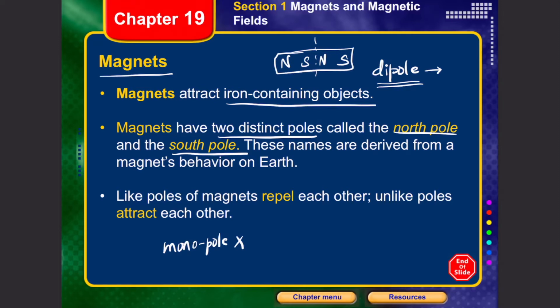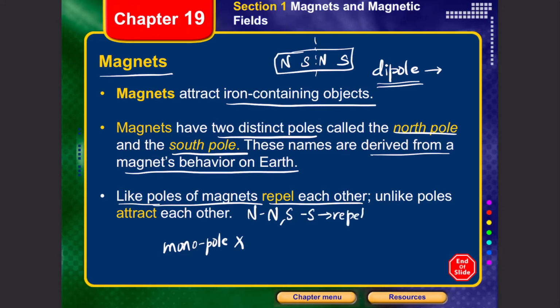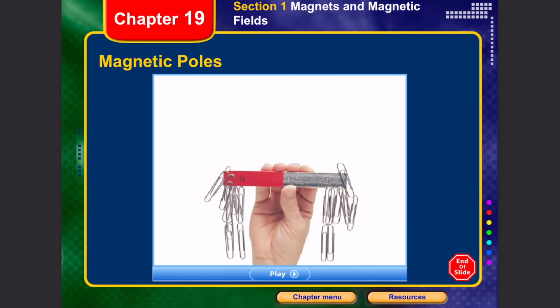These names originally are derived from the magnetic behavior of the Earth. Like poles of magnets repel each other, meaning that north and north, south and south, will repel each other. Unlike poles, north and south, will attract each other. Just like charges, where like charges repel, like poles of magnets repel and unlike poles attract each other. So this is a description of a general magnet.